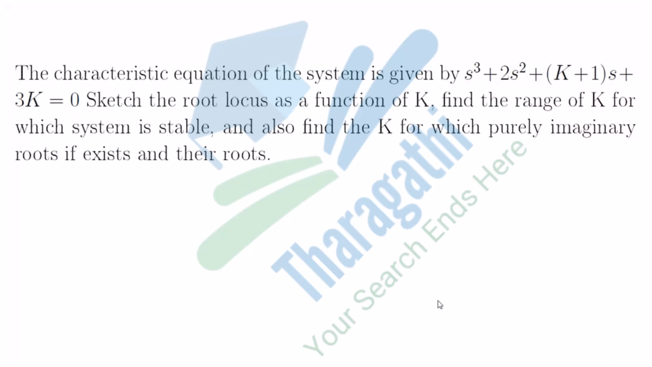Here we leave the part, sketch the root locus. I will give a separate video solution on how to sketch the root locus for this kind of system. Okay, now we find the range of k for which the system is stable. Here we are given the characteristic equation and we are asked to find the range of k for which the system is stable.